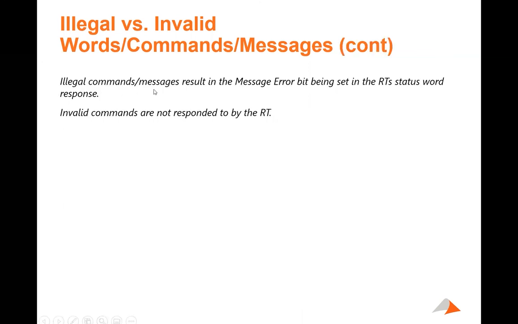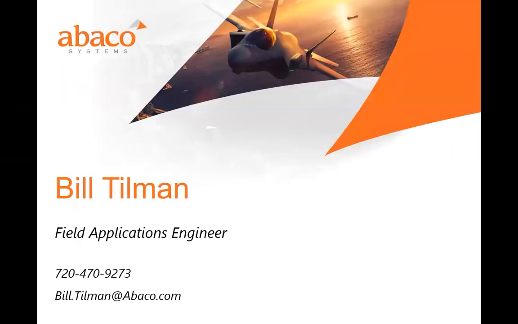Illegal versus invalid: illegal commands result in a message error bit being set in the RT status word. Invalid commands are not responded to. So, as I discussed earlier, if it's illegal, the message error bit in the status word gets set, and the RT responds with that. And that's basically it. As you can see, I stole this from Bill.